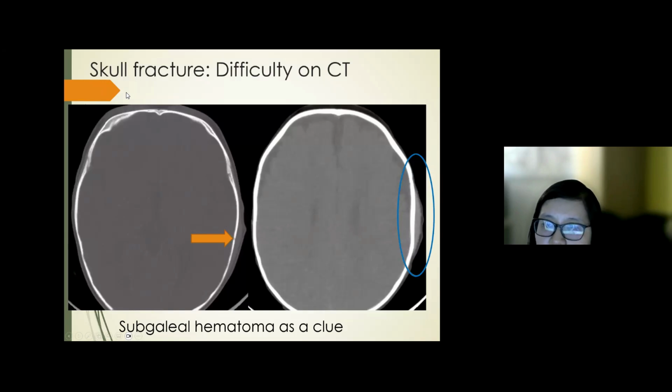Sometimes we can find that it's quite difficult to look for any subtle skull fracture in CT, but subgaleal hematoma can act as a clue. So in this case, we can see that there is a subgaleal hematoma on the left side, and in the bone window, actually, we can see there's a subtle hypodensity at the skull, which indicates a fracture.